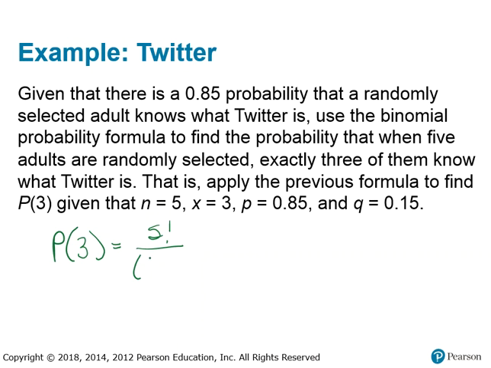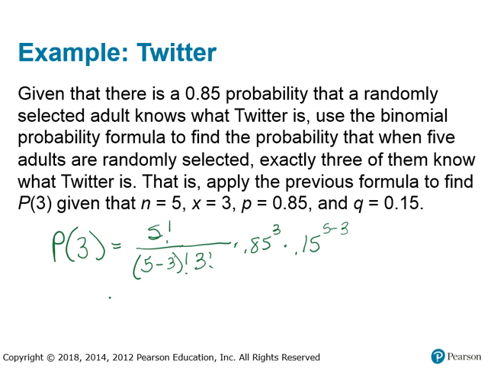So it's n minus x, so it's 5 minus 3 factorial. And then it's going to be times x factorial, which is 3 factorial. We then multiply that by the probability of the success, which is 0.85, and how many we're focused on, which is 3, times the failure probability, which is 0.15, and then 5 minus 3 is going to be 2.